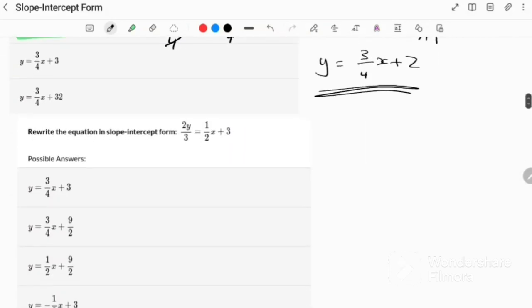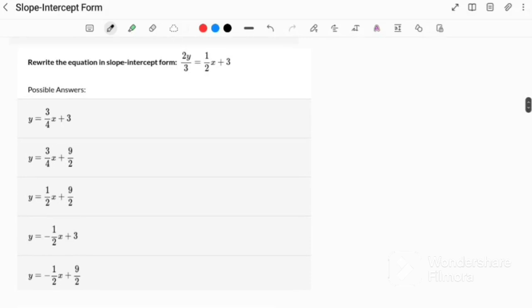Let's look at another example. Rewrite the equation in slope-intercept form. This is similar to what we just did in the previous example. So go ahead and pause the video and try to solve it yourself. I'm going to get into how to solve it right now.